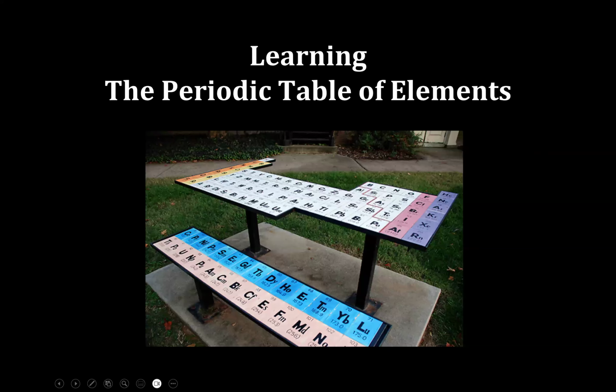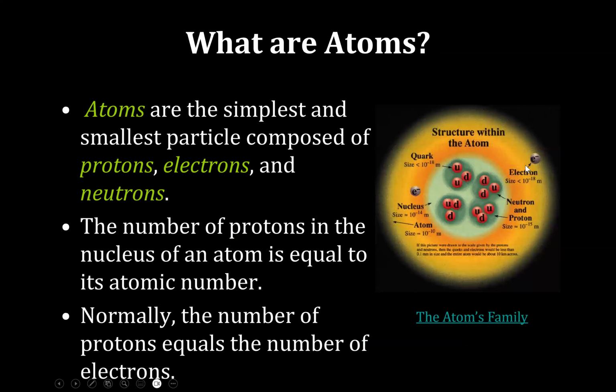All right, so today we are going to learn about the periodic table of the elements. How are the elements organized in a table? You learned about what an atom is, right? An atom is the simplest and smallest particle, composed of protons, electrons, and neutrons.